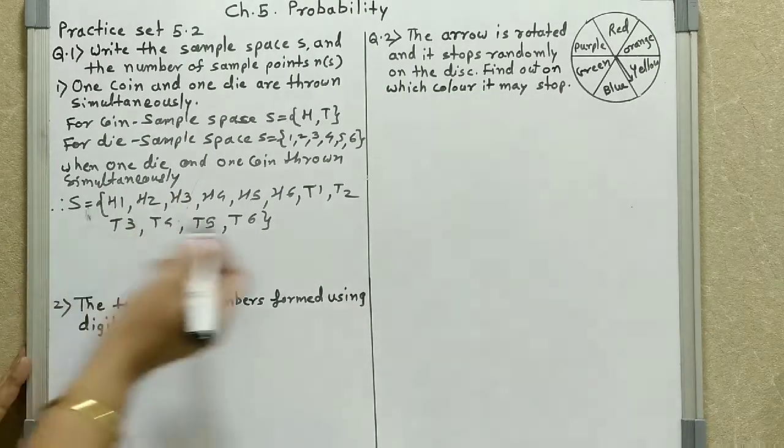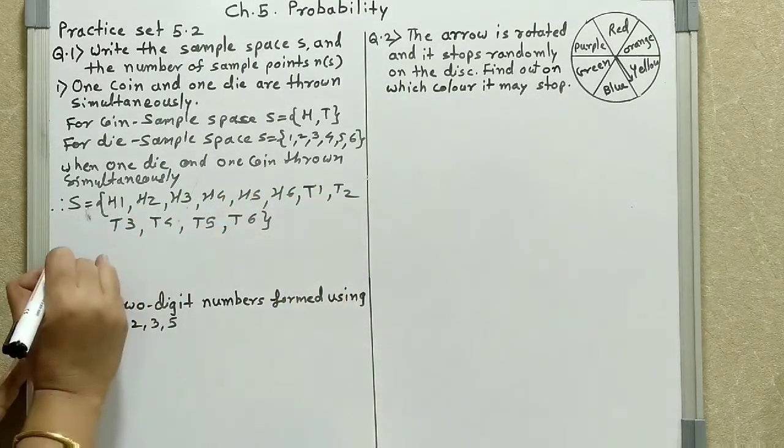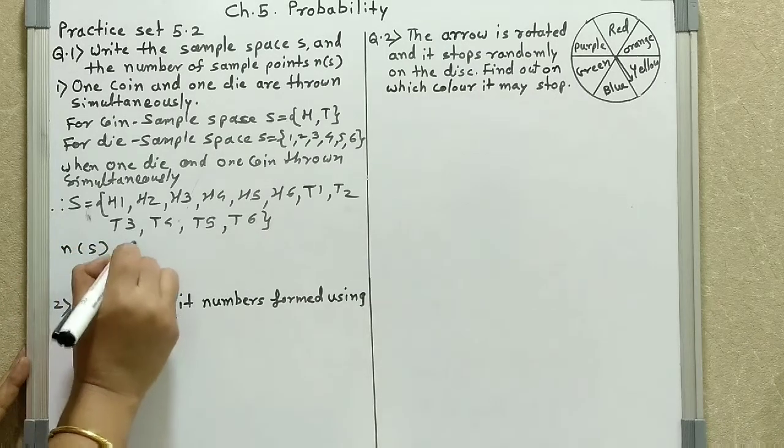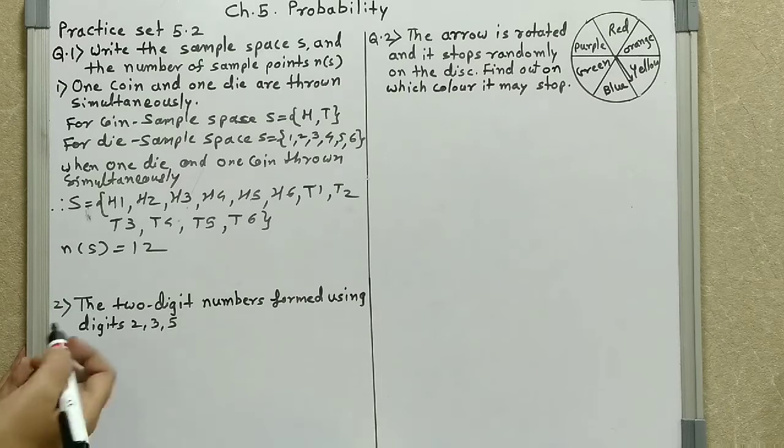So how many sample points? Here these 6 and again these 6. So the sample points become 12. This is the first question. Now see the second one.